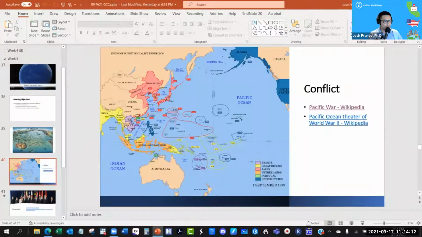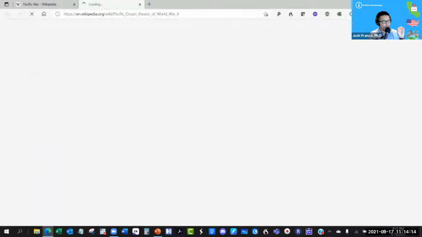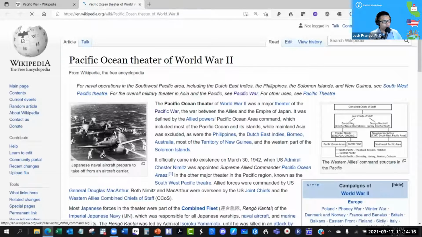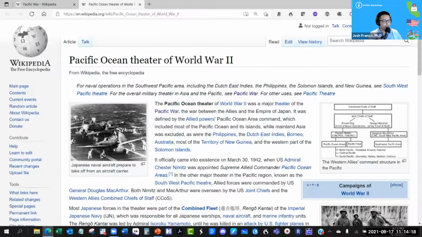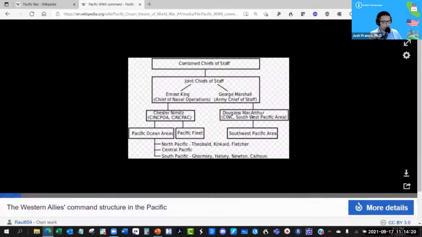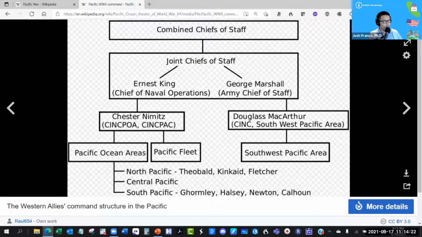There's also another Wikipedia page that gets into more detail about how the Pacific Ocean was a theater. One thing I'd like to do is point out the structure of the U.S. military at the time. So we had the combined chiefs of staff, and then we had the joint chiefs of staff for both, in this case, the chief of naval operations and the Army chief of staff. And then within those, we had Chester Nimitz on the naval side, and then Douglas MacArthur on the Army side.